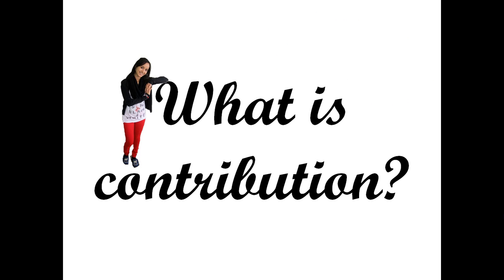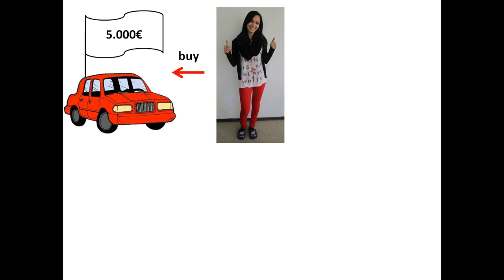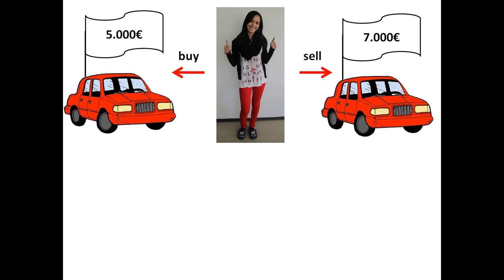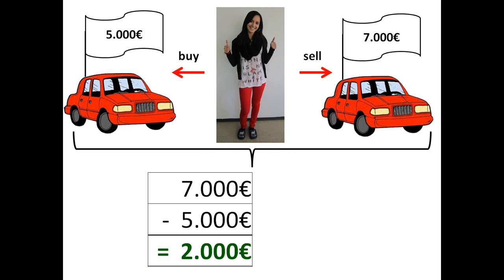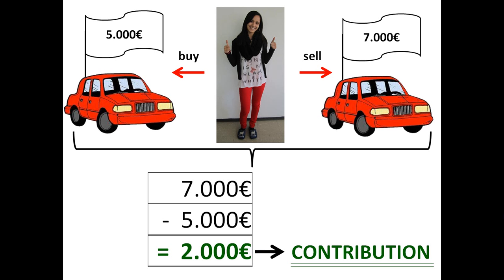To answer this question, we prepared an example. Imagine that Bianca would be a second-hand car seller. So she buys a car for 5,000 euros. And then she sells this car for 7,000 euros. Now we take the selling price, the 7,000, and subtract the buying price, the 5,000. 7,000 minus 5,000 is 2,000. This difference of 2,000 euros is called the contribution.